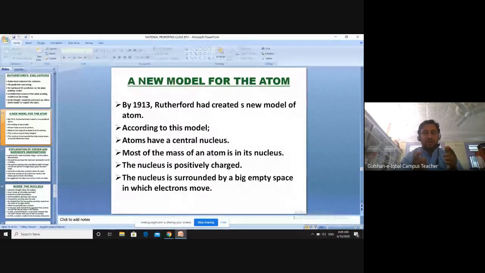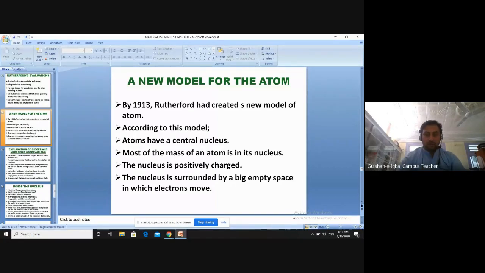So it means that the atom's nucleus is very small compared to the extranuclear space. The nucleus is small and the extranuclear space is large, and in that space the electrons revolve or move. So this is the model of Rutherford. The Rutherford model and the plum pudding model are two different things. Now you can see the difference between them.